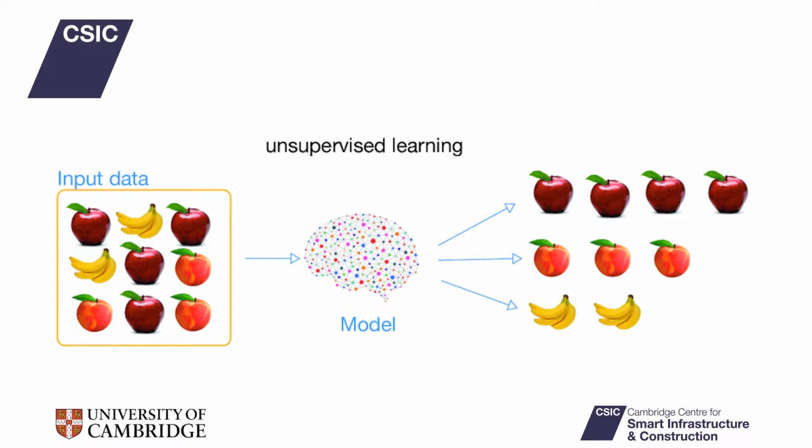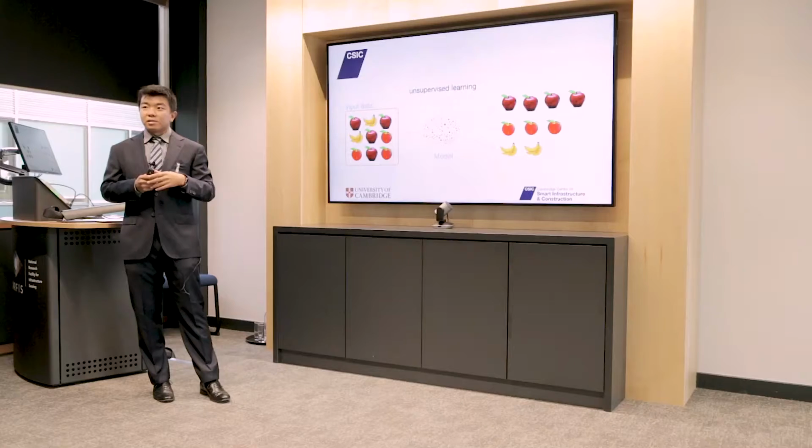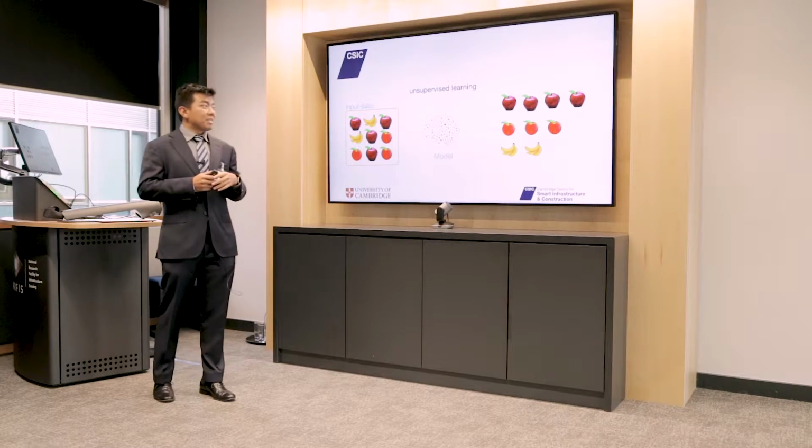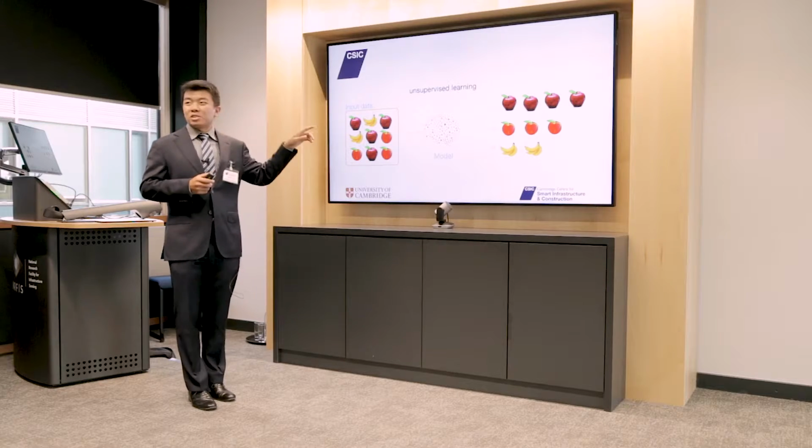So what is unsupervised learning? Unsupervised learning is a kind of machine learning technique that can help us to find underlying patterns from data, and some of them can generate new classifications of data based on their similarities. Sadly, for the gas case, it's not as easy as apples and bananas here.